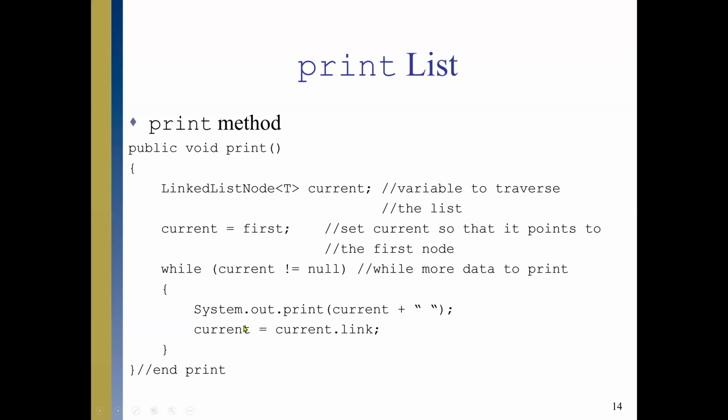So if we are just traversing through the linked list, then all we need to do is remove the print statement. That's it. Then current.link assigned to current, the pointer will move to the next node.